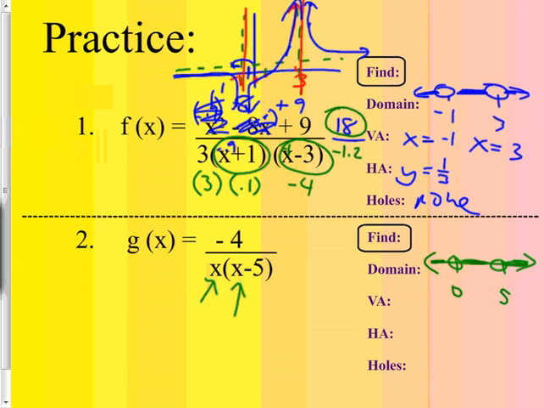The verticals are coming from this. Everything down there that causes the problem is either making a vertical asymptote or it's causing a hole. And there's no holes because there's nothing on top to cancel things on the bottom, and therefore there is none when it comes to the holes. So both those things, x equals 0 and x equals 5, are vertical asymptotes.